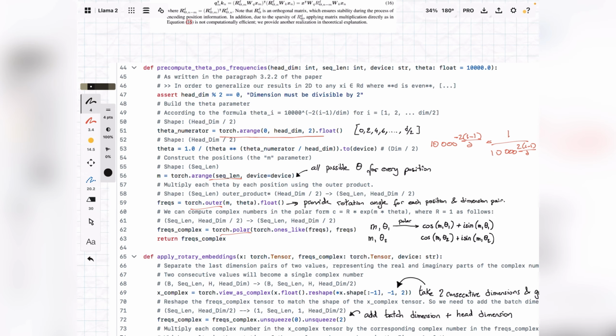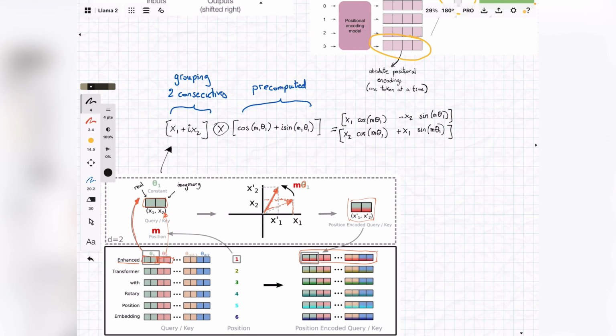So now that we've pre-computed the thetas, we have what we need to actually rotate the vector. How do we come up with how to rotate the vectors? Let's go back to our example right here. Let's say we're taking the first two consecutive dimensions, x1 and x2. We're going to take the first one, that's the real. We're going to take the second one, that's your imaginary. And so we're going to convert this x1, x2 to a complex number by taking x1 as the real and x2 as the imaginary. We're going to multiply it by what we've pre-computed.